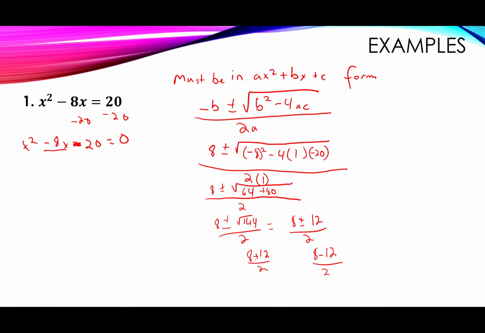Okay, so 8 plus 12 is 20. 20 divided by 2, it's 10. And 8 minus 12, well, 8 minus 12 is negative 4. Negative 4 over 2 is negative 2. So my answer is negative 2, 10. Those are my quadratic roots.